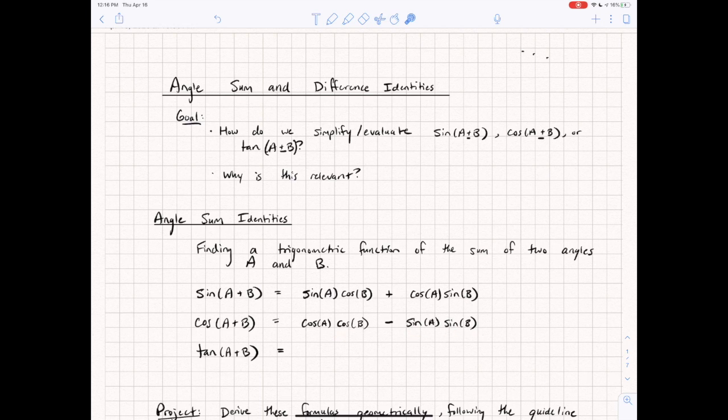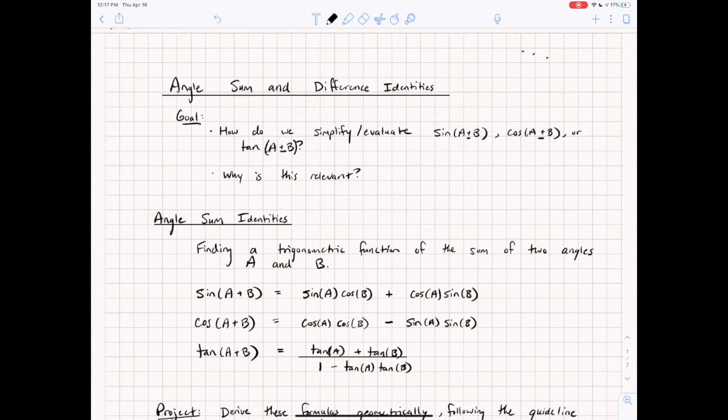And then tangent, which is kind of an oddball, turns out to be tangent of A plus tangent of B. Let's try to make that parenthesis better. And this is all divided by 1 minus tangent of A times tangent of B. And so it's a little bit more complex.